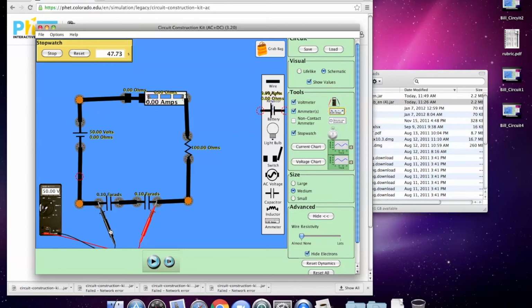By the time we reached, notice the time of 47.73, we have a voltage across the two capacitors of 50. We had a voltage across the resistor of 0. And if I measured the voltage across only one capacitor, you would, of course, get 25 volts across a single capacitor. Okay, now what we're going to do is we're going to stop this and move on to our last circuit.